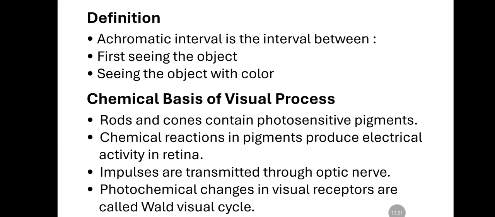Chemical basis of visual process. Rods and cones contain photosensitive pigments. Chemical reaction in pigment produces electrical activity in retina. Impulses are transmitted through optic nerve. Photochemical changes in visual receptors are called Wald's visual cycle.